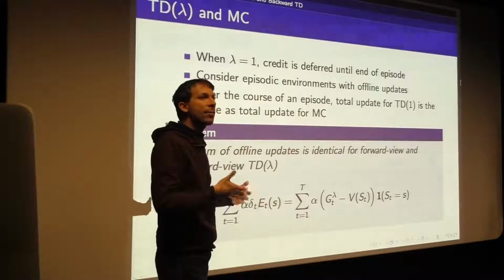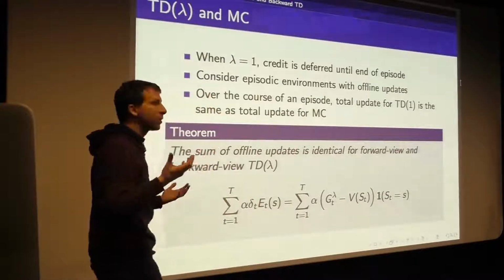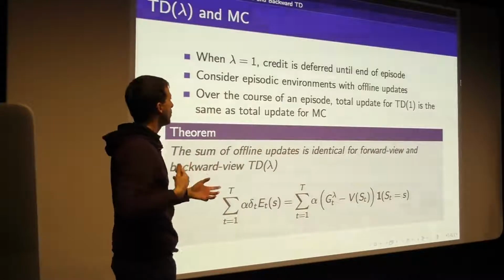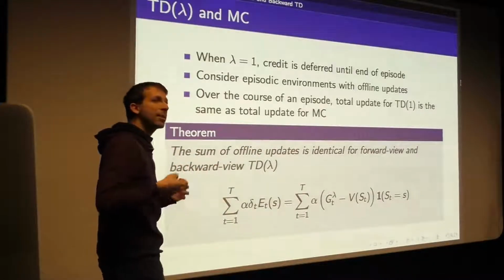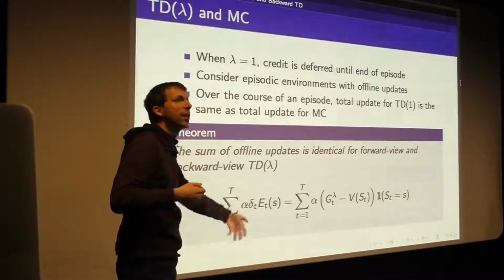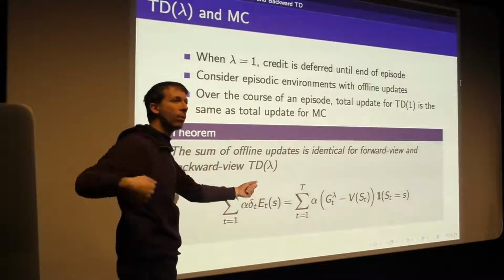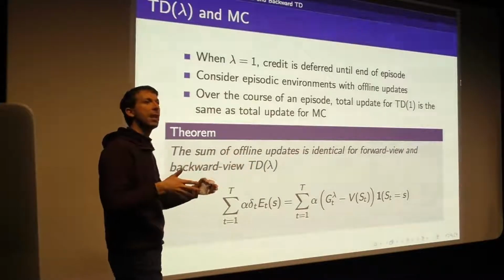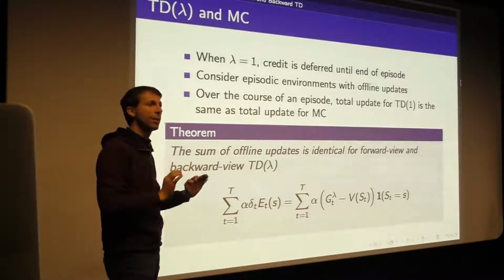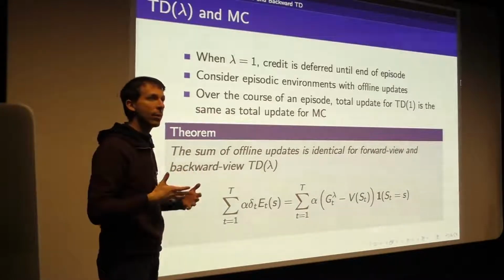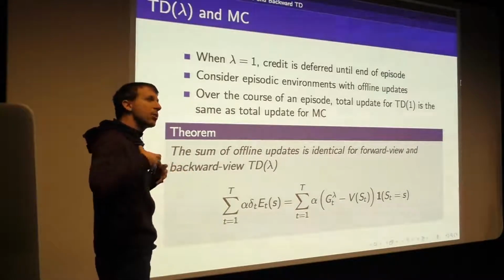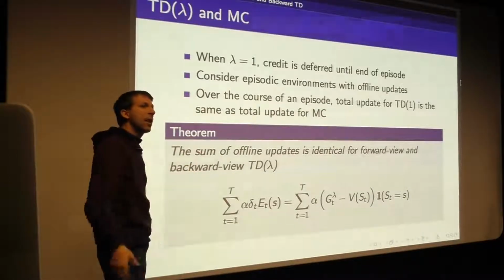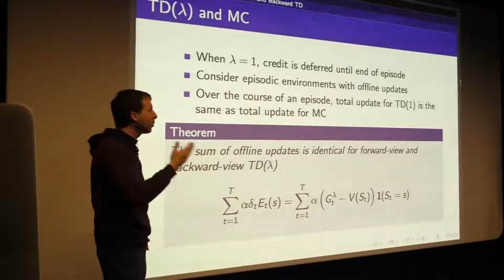And so if we're in an episodic environment, this has the nice result that if you accumulate all of the updates that you do using this backward view, the sum of those updates is the same as for the forward view of TD lambda. So the backward view and the forward view of TD lambda are exactly equivalent when you do offline updates. They're the same algorithm. It's just a mechanistic view that can be implemented efficiently. You only have to look backwards, you don't have to look forwards in time.